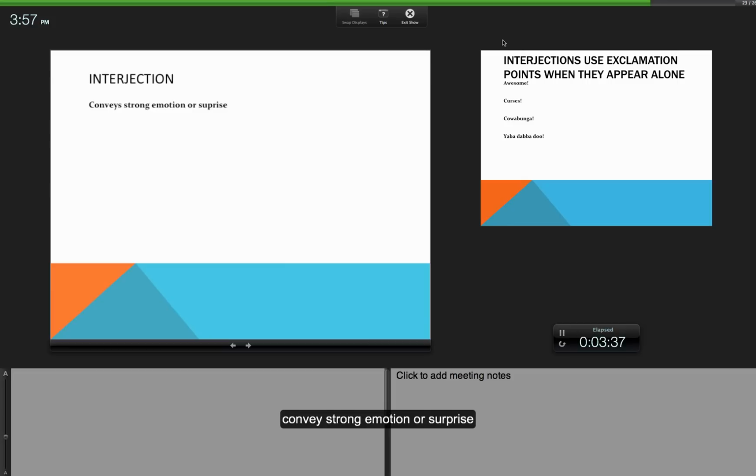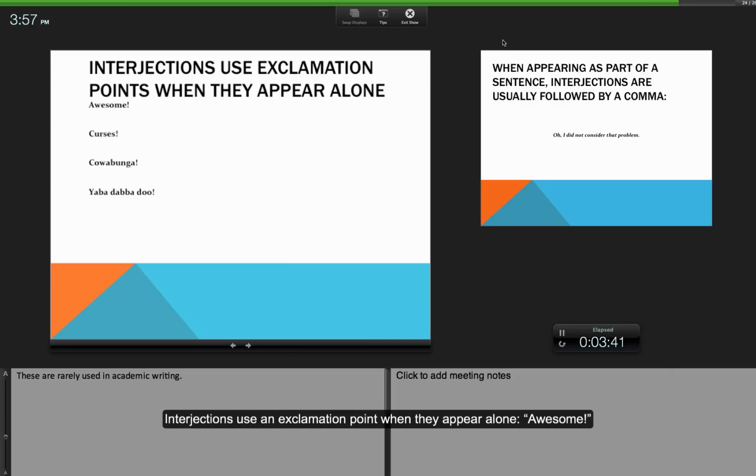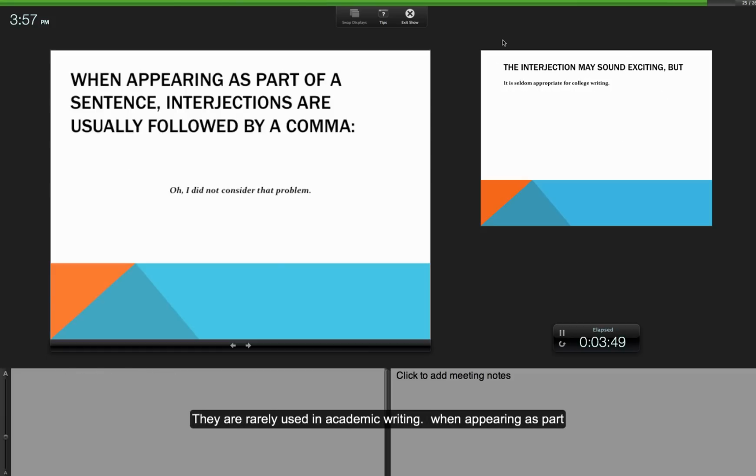Interjections convey strong emotion or surprise. Interjections use an exclamation point when they appear alone. Awesome, curses, cowabunga, yabba dabba doo. They are rarely used in academic writing. When appearing as part of a sentence, interjections are usually followed by a comma.